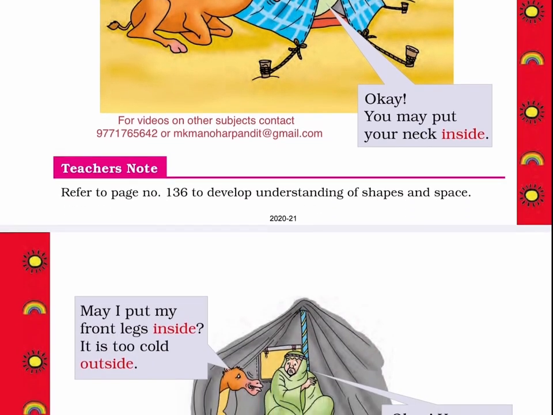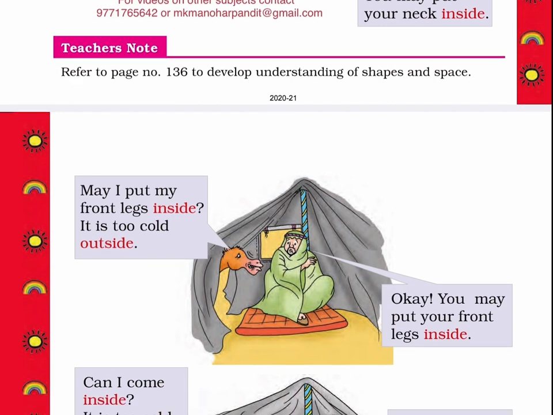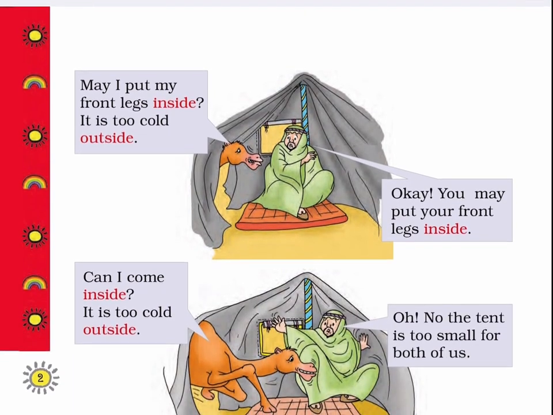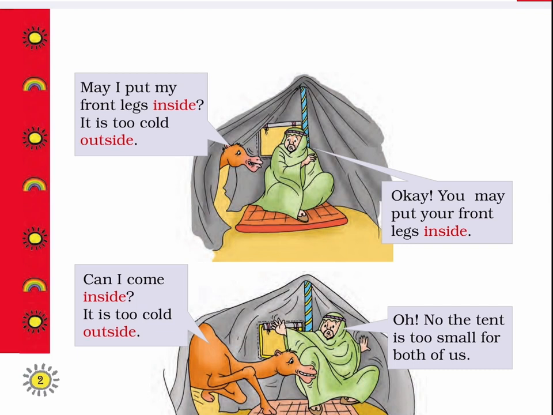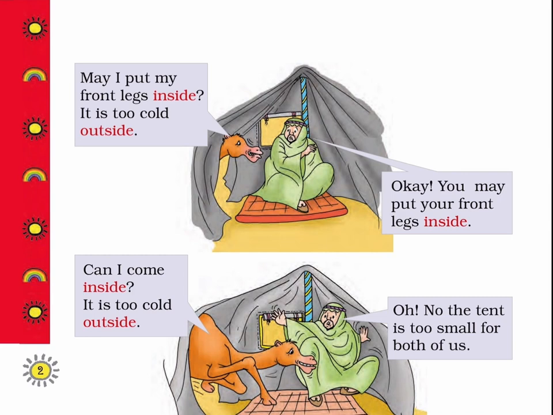Page 2. This page has 3 pictures. In picture 1, Arab is sitting inside the tent and the camel's neck is also inside the tent. A speech bubble shows the camel asking, May I put my front legs inside? It is too cold outside. Another speech bubble shows Arab's reply. Okay, you may put your front legs inside.